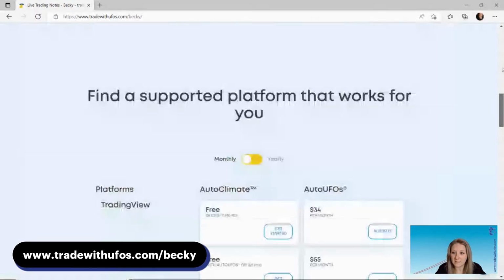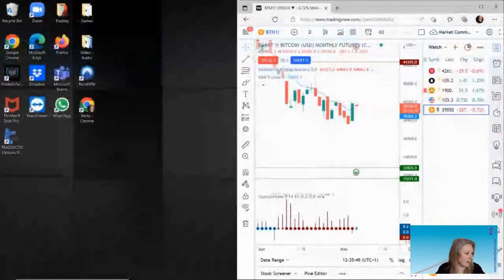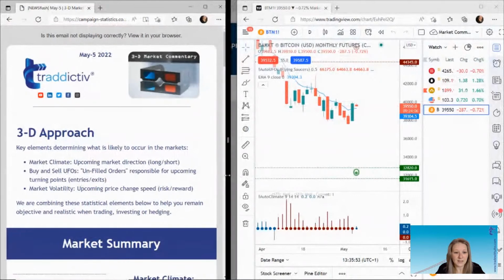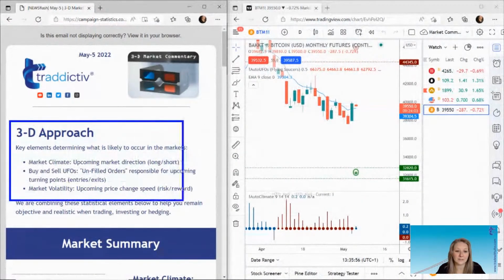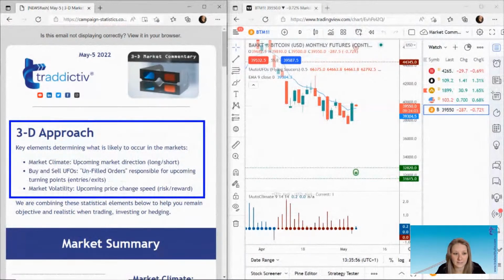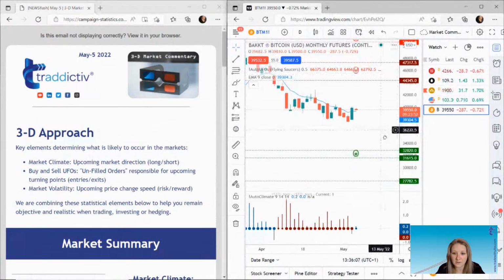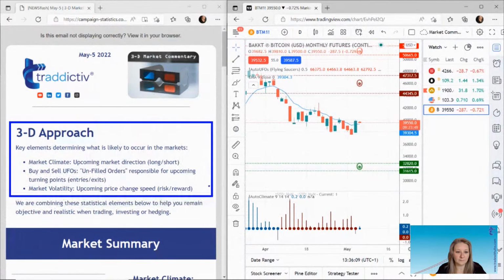So with that in mind, let's now come into the 3D market commentary. We send out an email every day, Monday to Friday. That is this here on the left-hand side. This email goes through major world markets, looking at 3 different statistical elements per market. That's why we call it a 3D approach. Now, it's obviously relevant to what's happening in the markets themselves and the charts, hence why we have that on the right-hand side as well.